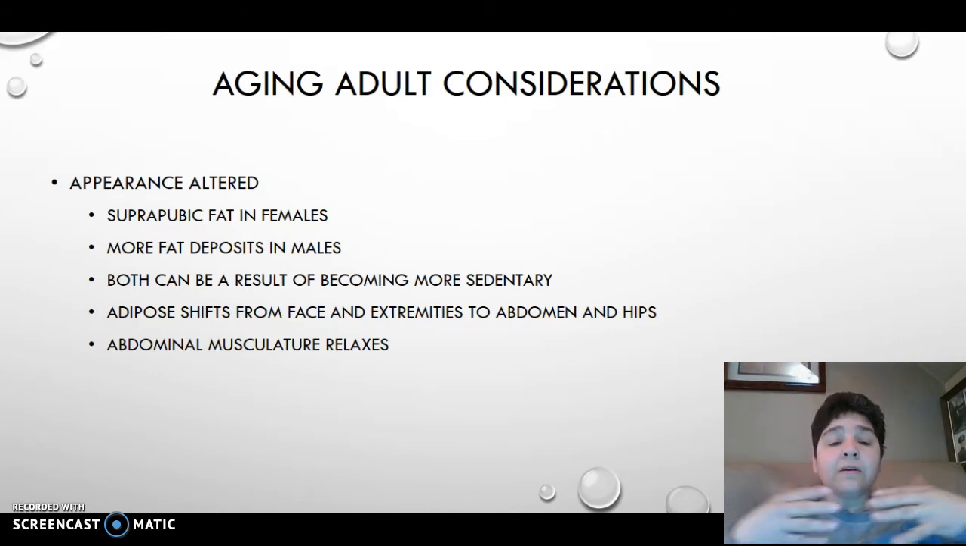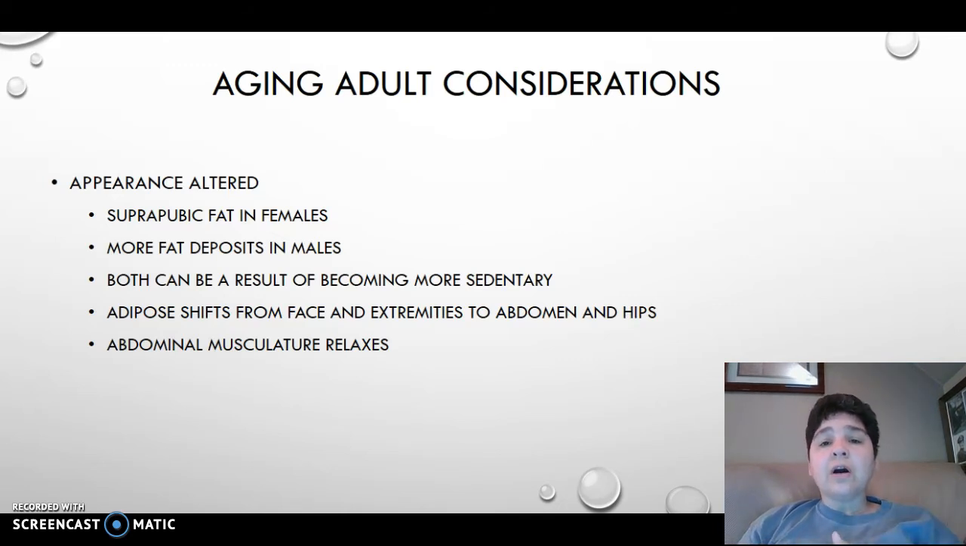Our abdominal muscles, the muscles in the abdomen, relax. So they're not as tight, they're not as strong, they don't work as well. We're not working them as much as we did when we were younger.